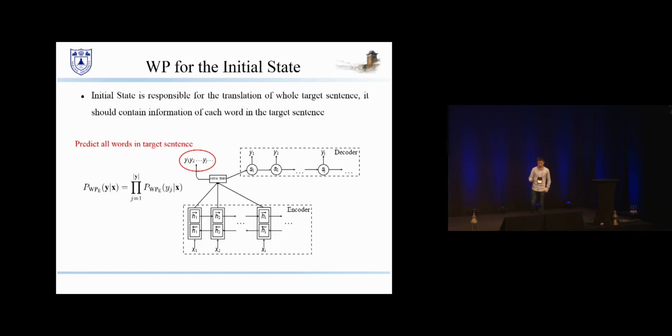We map the initial state to the vocabulary size with nonlinear transformations and maximize the probability of all words in the target sentence. Please note that the maximization provides a direct supervision to the initial state, for example, the parameters that generate the initial state.